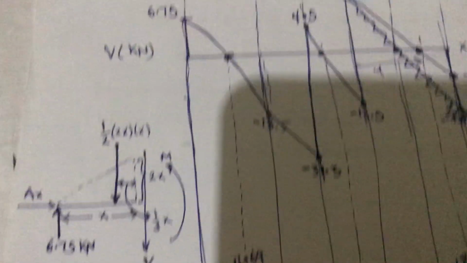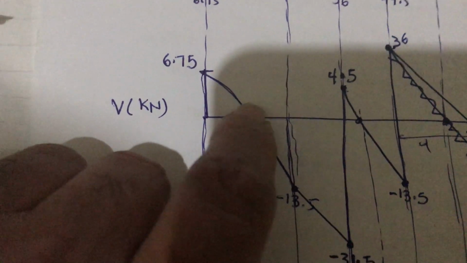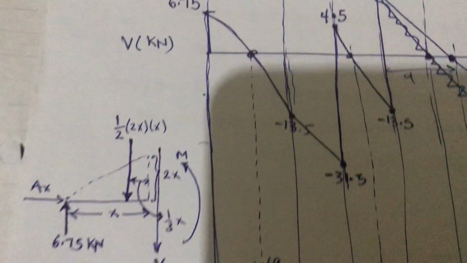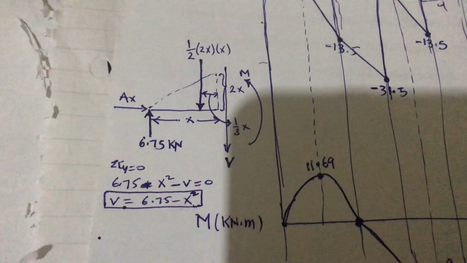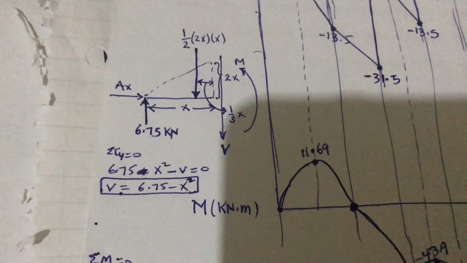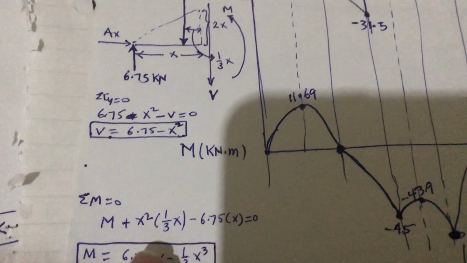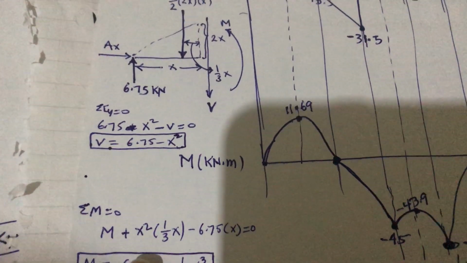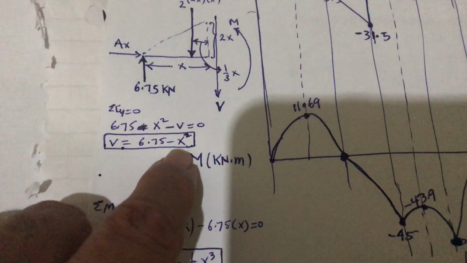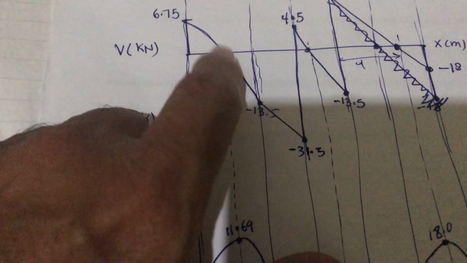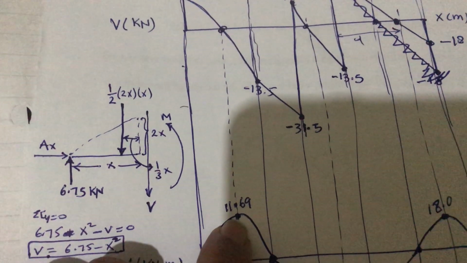Now, remember here that there was a zero shear. So this zero shear happened at this location. We could make V 0 and find x if you want to. So at zero shear, we could find x. Because here there was a zero shear, and at zero shear there is a moment that's really high. We know this by definition.